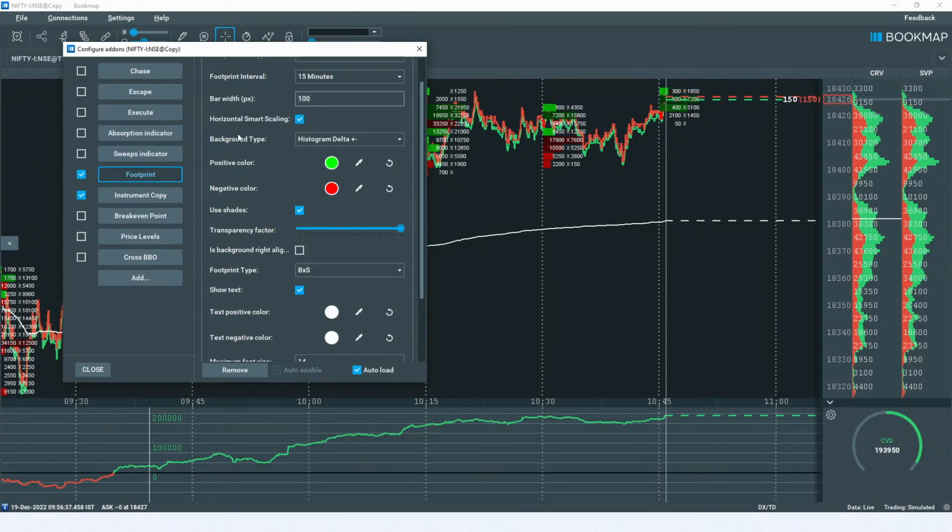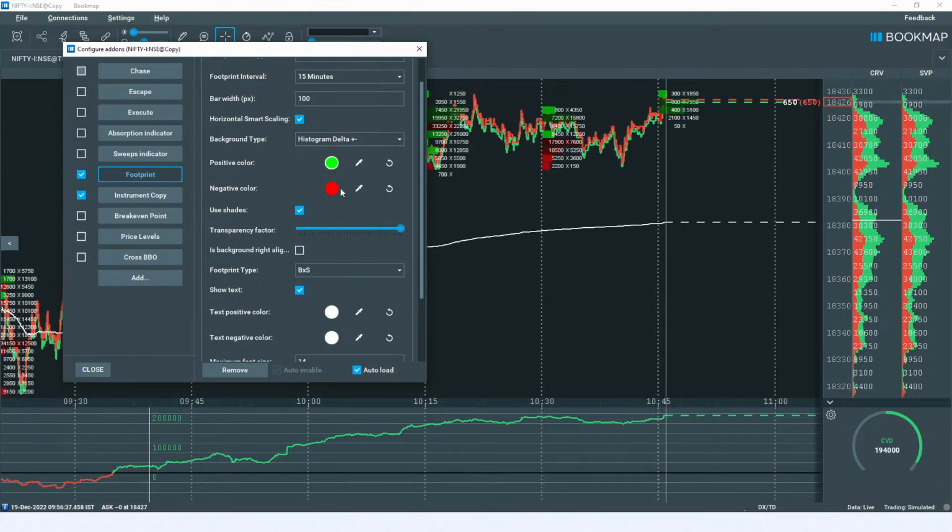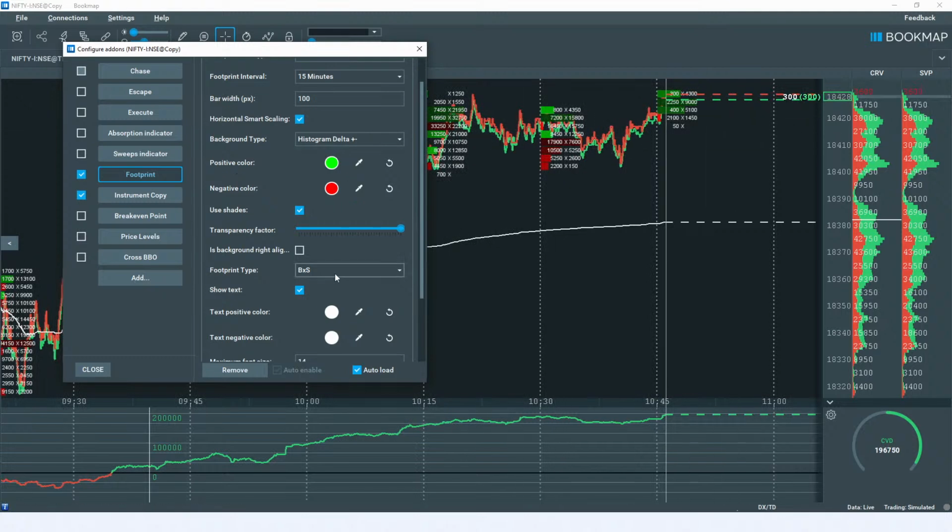I haven't changed anything. The only thing that I have changed is background type. I have made it a histogram delta plus and minus, since I want to look at the buying and selling differences. In that sense, I have marked it as histogram delta plus and minus. Positive color, negative color, it's nothing but the color differentiation.